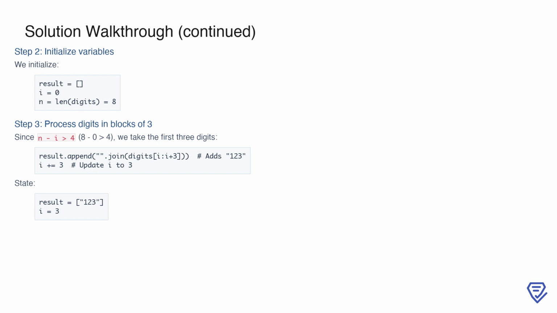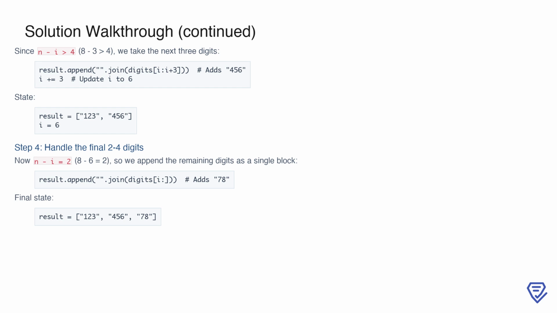Since there are more than 4 digits remaining, we take the first 3 digits, 123, and add this block to the result list. The index I is then updated to 3 to reflect the processed digits. At this point, our result list contains one block, 123, and I is 3. With I now at 3, there are still more than 4 digits left to process.